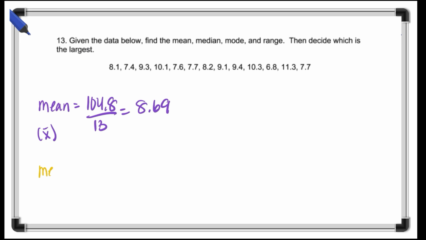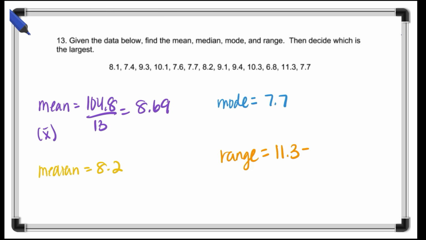For median, what we will need to do is you'll put your numbers in order and figure out what the exact middle is, and that median is 82. When you want to find the mode, it is the one that appears the most often, which is 7.7. And then when you will talk about range, your range is the max minus the min, and that gets you 4.5. So if we decide which one's the largest, that would be our mean.